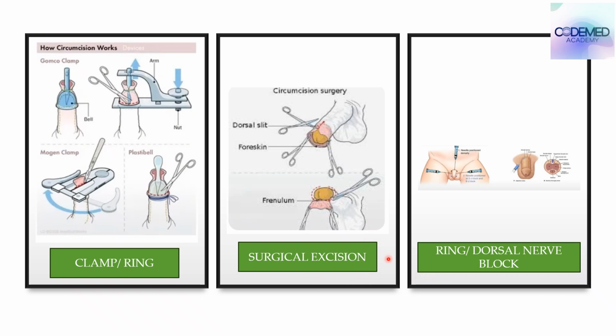And for both these procedures, sometimes we give a block. Sometimes we give the ring block, that is anesthetizing the complete area, or sometimes we give the dorsal nerve block where we anesthetize the main nerve which is supplying the penis. So this is some understanding about circumcision, because it will help you to zero down the code faster.